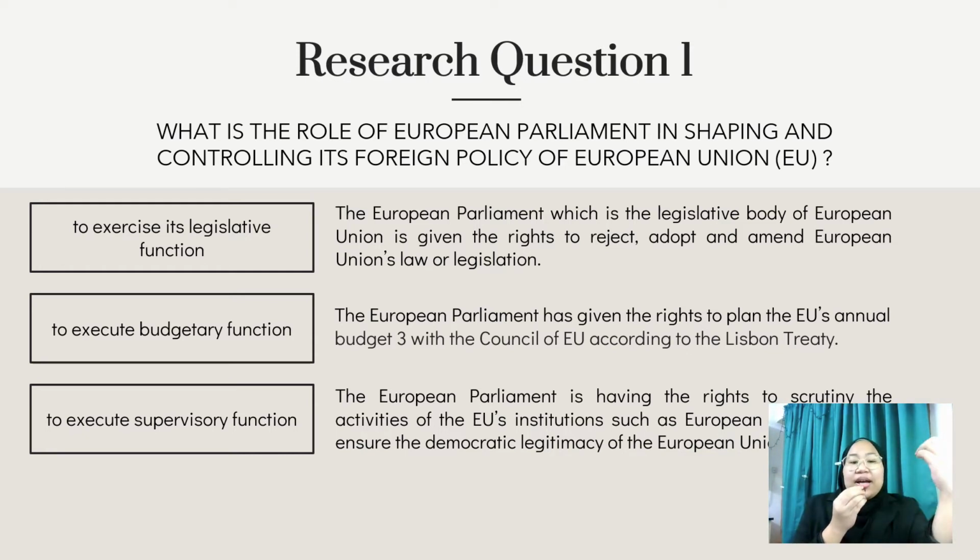The second one is to execute budgetary functions. The European Parliament has been given the right to plan the European Union annual budget with the Council of the European Union according to the Lisbon Treaty. The last one is to execute supervisory functions. The European Parliament has the right to scrutinize the activity of European Union institutions such as the European Commission to ensure the democratic legitimacy of the European Union.